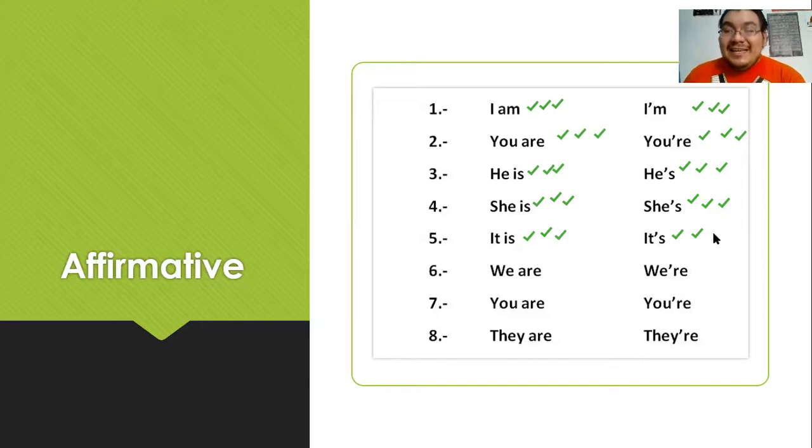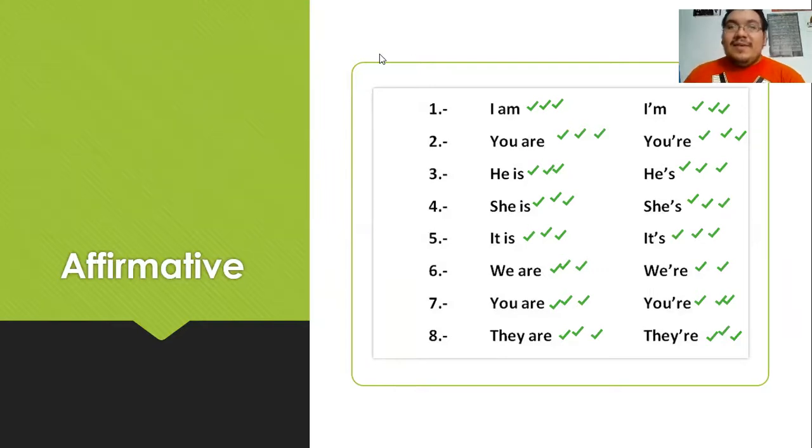It is, it's. We are, we're. We are, we're. Esta es la misma que la de arriba, solo que con el concepto en plural. Ya la repetimos. You are, you're. Y por supuesto, they are, they're. They are, they're.